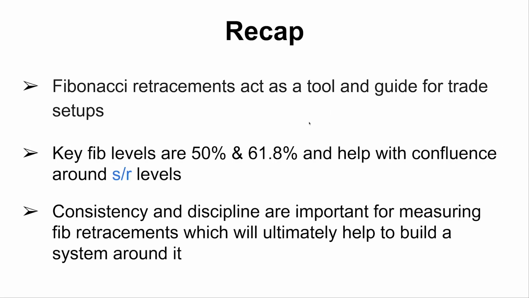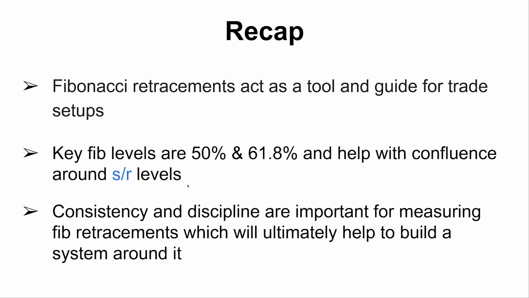So let's do a quick recap. As we learned, Fibonacci retracements act as a tool and a guide for trade setups. We just saw this in the past two examples. We want to be focusing on the 50% and 61.8% Fibonaccis. As we also learned, they tend to match up nicely with support and resistance levels. Again, key is SR first, and then we're implementing the tool. And lastly, consistency and discipline are extremely important when using these tools.